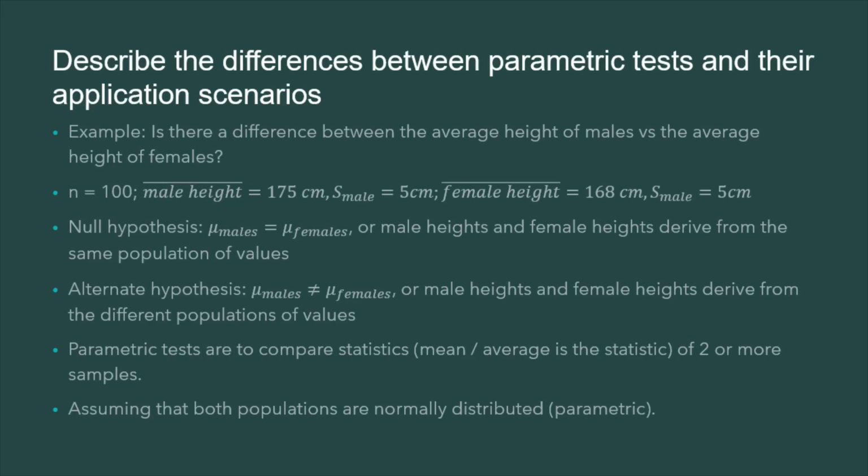Average or mean is a statistic of interest here. This can be extended to more than 2 samples. However, parametric tests are based on the assumption that the populations are normally distributed, and you can test this assumption using the Shapiro-Wilk test, which is covered in topic 2.